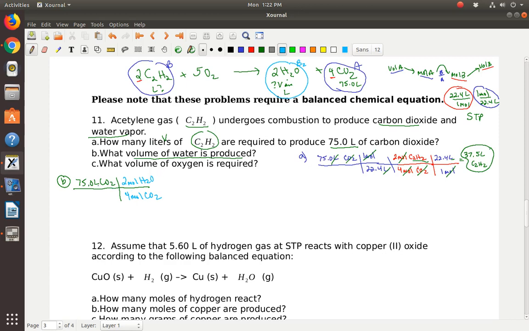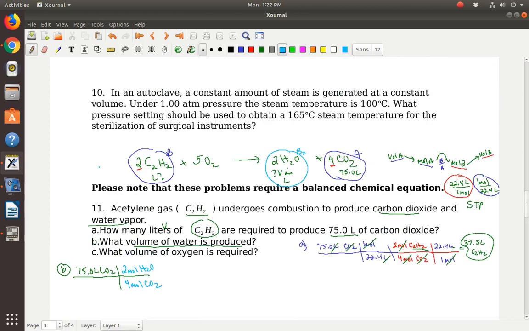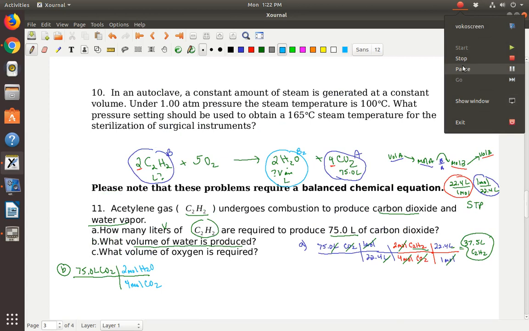I skipped a step. Do you see that? I just realized it because my unit wasn't going to cancel. I have to turn liters to moles first. So I'm going to stop, erase this, and fix that error. All right, I erased it.